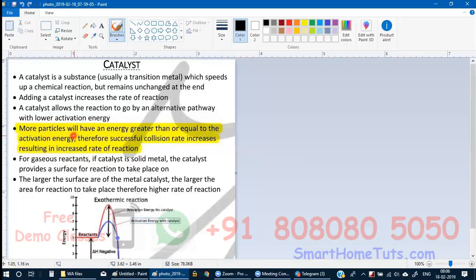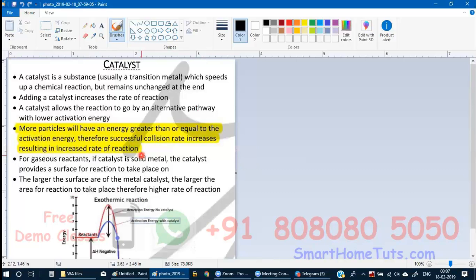That is, more particles will have an energy greater than or equal to activation energy. Therefore, the successful collision rate increases, resulting in an increased rate of reaction. I didn't understand this point. Actually, that point is not so important. In fact, it will have energy equal to or greater than activation energy.